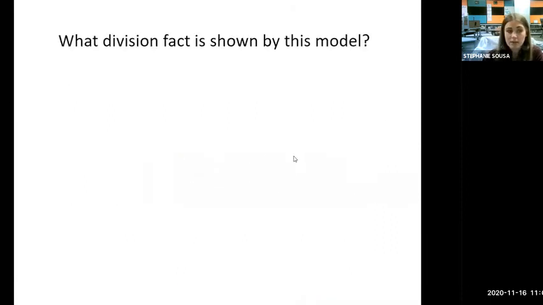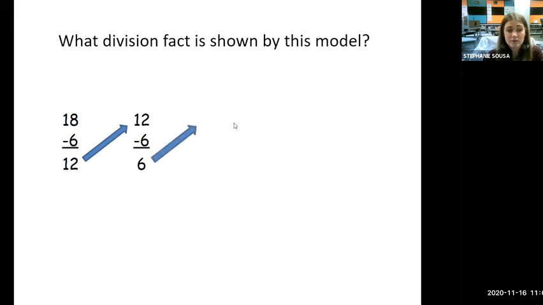Let's look at one final example. Think about what division fact is shown by this model. 18 subtract 6 is equal to 12. I've noticed I'm starting with 18. I'm not at 0, so I'm going to do 12 subtract 6 equals 6. I'm not at 0, so I'm going to go to 6 subtract 6 equals 0.